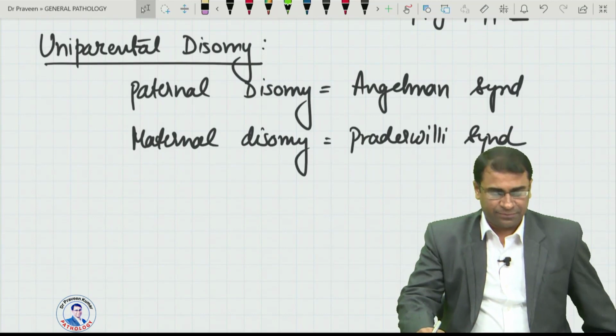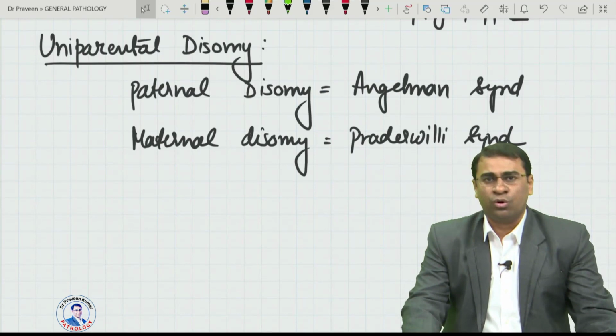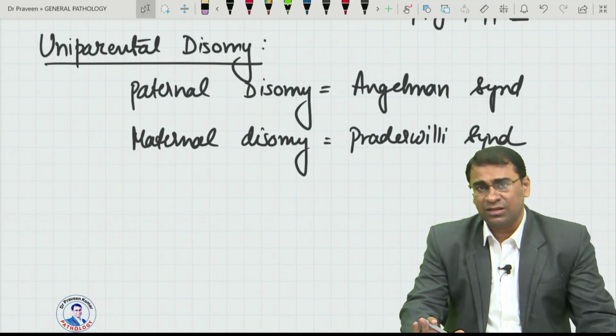So just remember, all three mechanisms, that is deletion, silencing, and disomy, can cause it. Among them, the most common mechanism is deletion. Okay, the most common mechanism here is deletion.